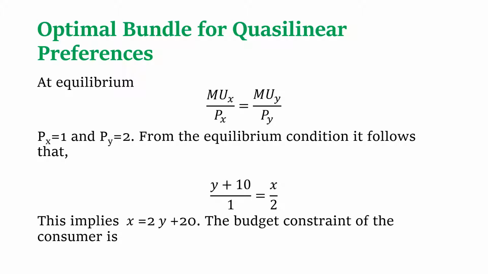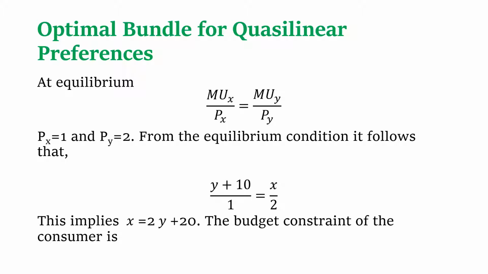So from the equilibrium condition, it follows that MUX, which is y plus 10, over PX, which is 1, is equal to MUY, which is x, divided by PY, which is 2. So if we solve this one, we're going to have an equation of x in terms of y as x equals 2y plus 20.